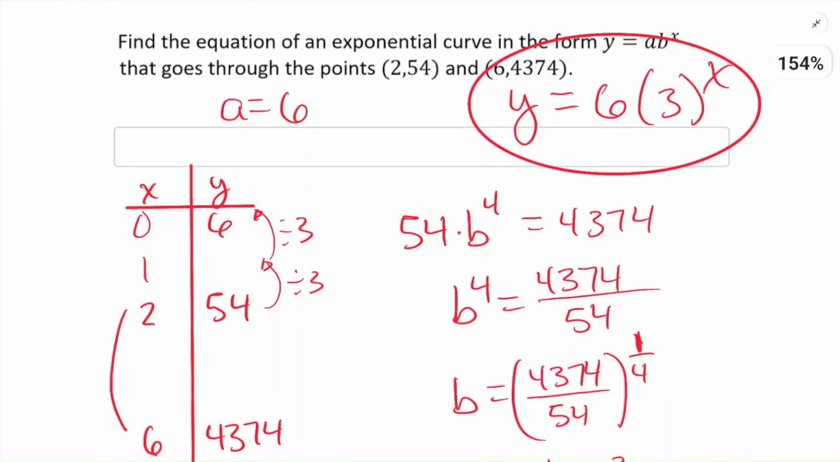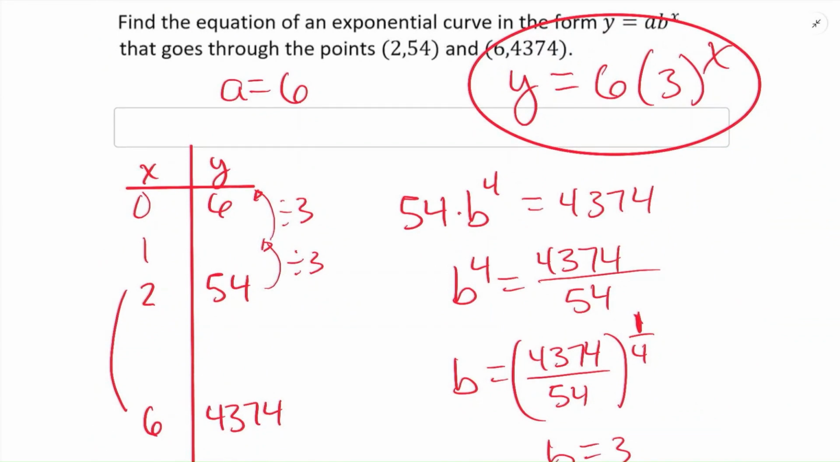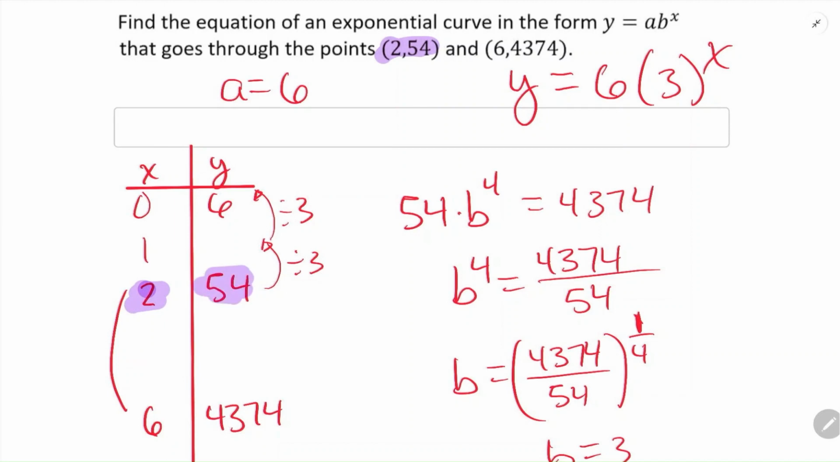Next, it says find the equation of an exponential curve in the form y equals ab to the x that goes through these 2 points. We've used systems of equations and I like that technique, but I'm kind of enjoying this technique more. So let's look at this. I'm just taking the points I have and putting them in a table of values. So here you can see I've got this point where x is 2 and y is 54. And then later on, I've got this point where x is the number 6 and y is 4,374.